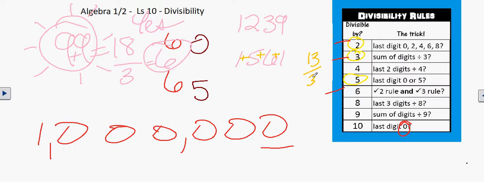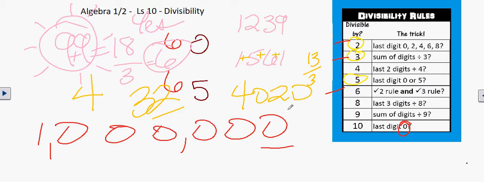What about divisible by 2? Yes, ends in 4. Divisible by 2? Yes, ends in 2. Divisible by 2? Ends in 0. Just follow divisibility rules. And your own little chart is on the bottom of page 39.